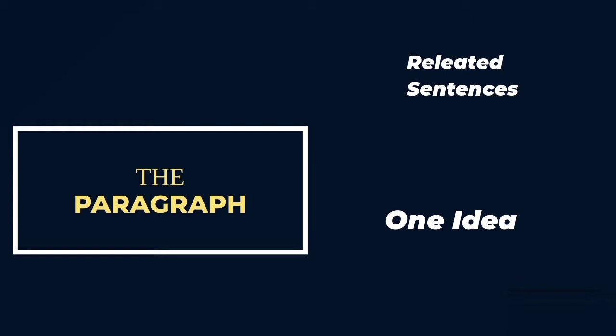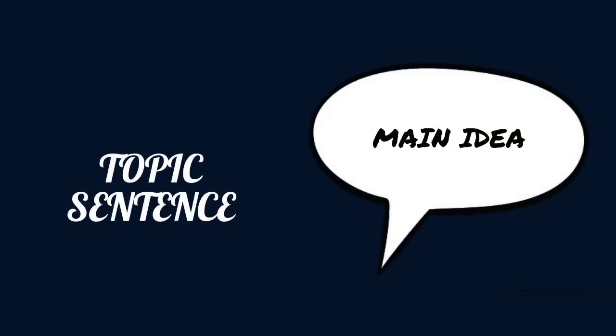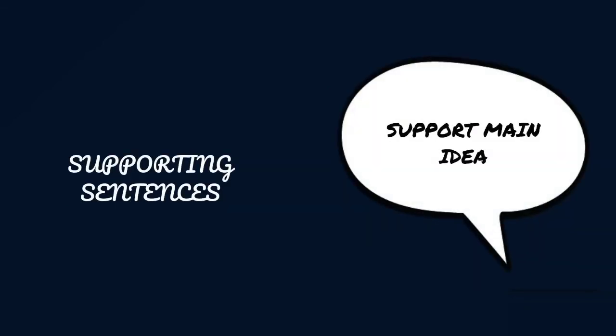And a good paragraph in academic writing has many elements, like the topic sentence. The topic sentence contains the main idea that the author wants to express. It is often located at the beginning of the paragraph, but sometimes, especially in longer pieces, it can be found in the middle or even at the end.